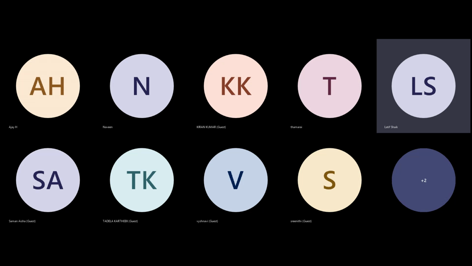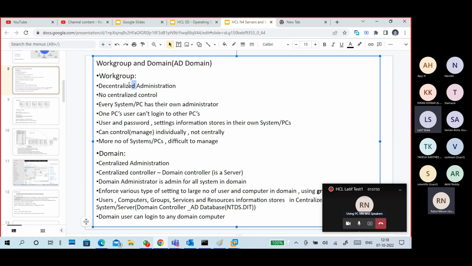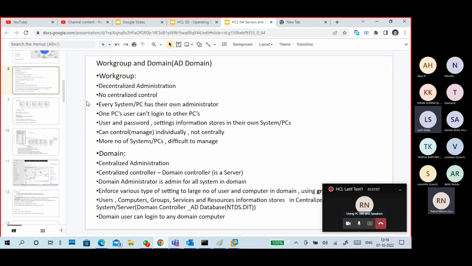Guys, a work group is like a peer-to-peer network, or peer-to-peer is like a work group. The work group is like a peer-to-peer. It is a decentralized administration. It does not contain any centralized control.